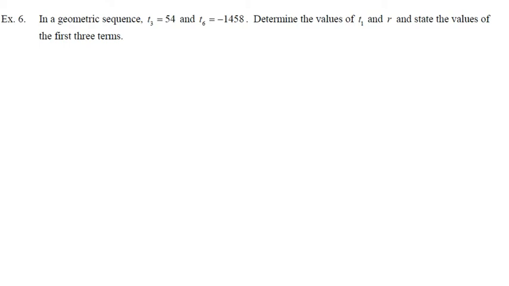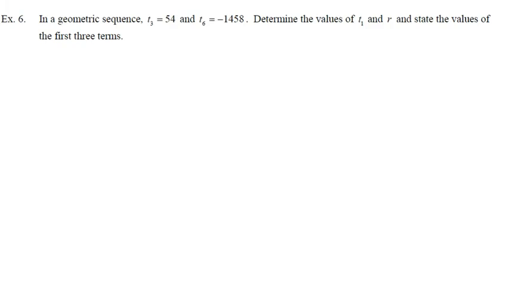Next. In a geometric sequence, T3 is 54 and T6 is negative 1458. Determine the values of T1 and R and state the values of the first 3 terms. Okay, so we've got to get T1, T2, T3. Well, really we've got to get T1 and T2. We already have T3, so we already have the third one.